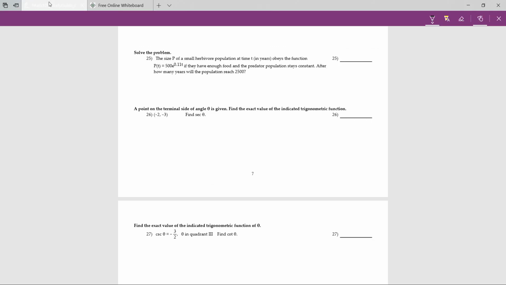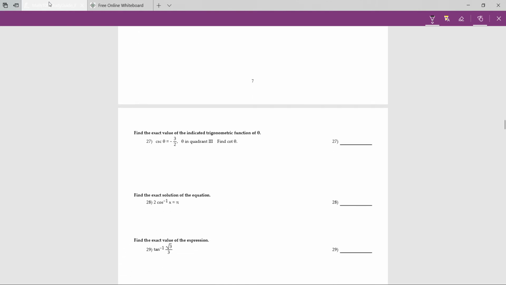That was 26. Okay, 27 says find the exact value of the indicated trigonometric function of theta. So we have to find cosecant theta given -3/2.